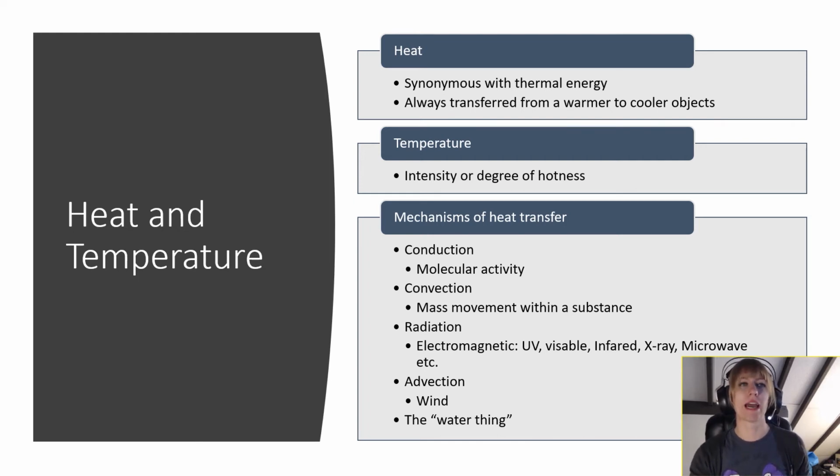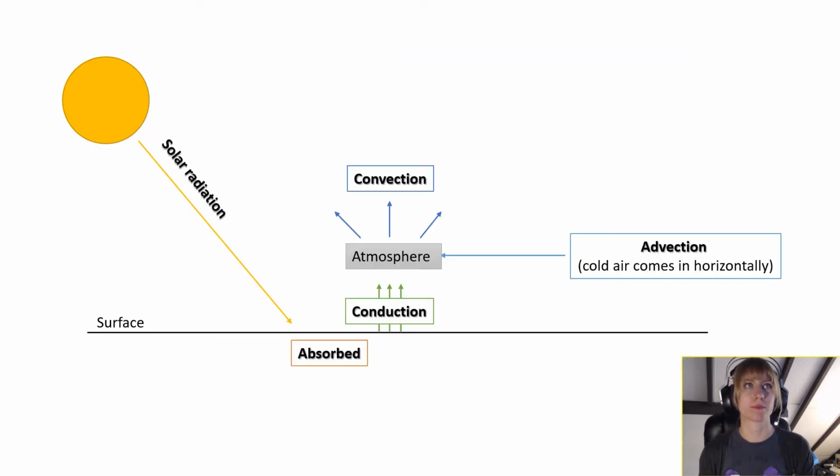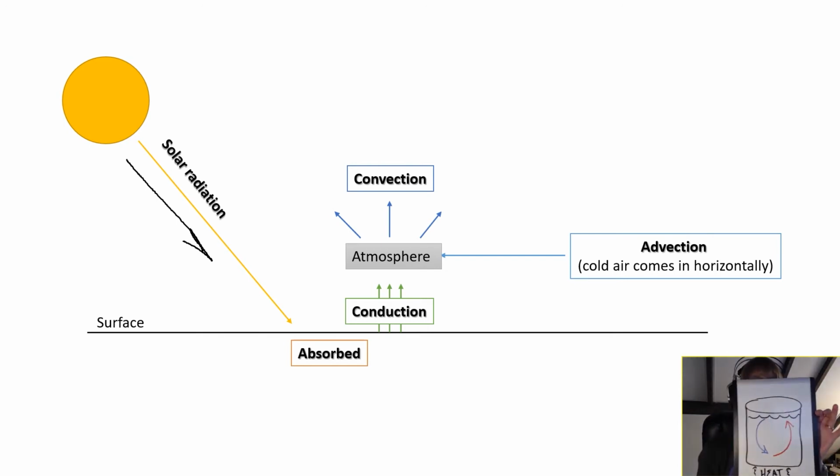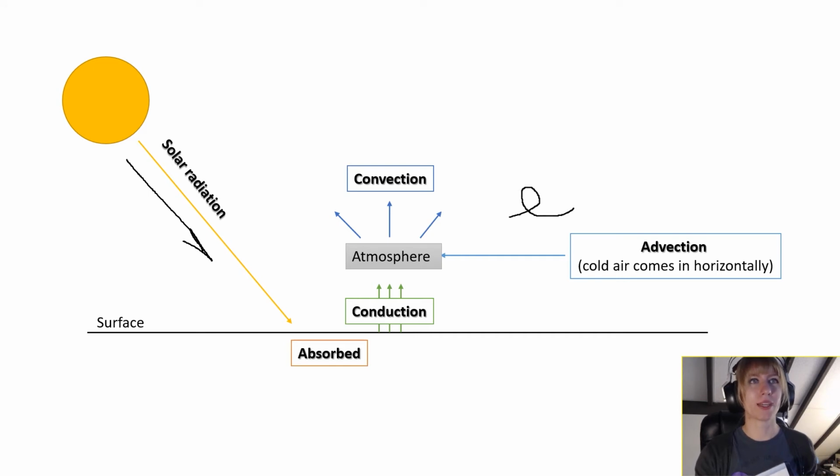And then we have advection, which is movement of wind, and yes, that will move heat. And then we have the water thing, and we're going to go over that in a little bit. And so this is how all of this works. So we have solar radiation coming down, which will be absorbed into the surface, which then gets conducted up into the air, which goes into the atmosphere, and then we have convection. And then advection happens, where cold air will come in horizontally and swoop in and move heat along.